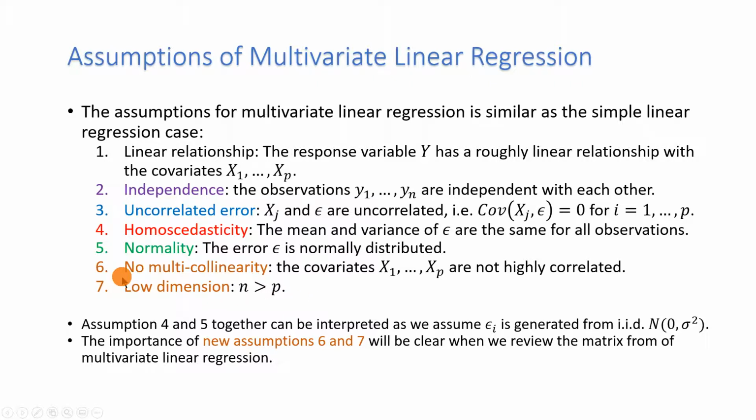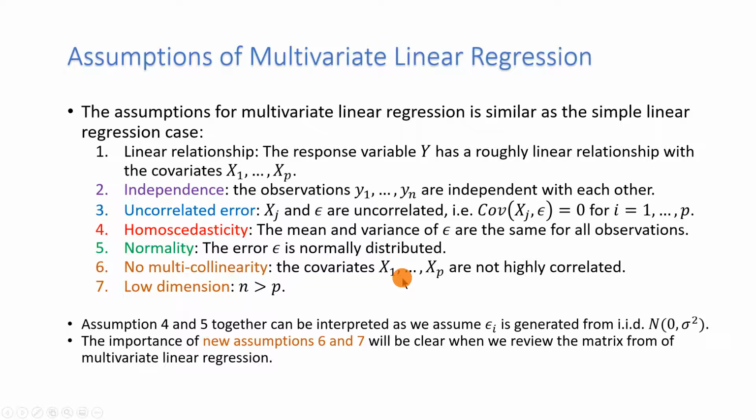Okay, so assumption number 6 is called the no multicollinearity assumption, which assumes that the covariates x1 to xp are not highly correlated with each other. Okay, so what does this mean? It means you cannot simply explain one of these p variables as a linear function of the other p minus 1 variables.